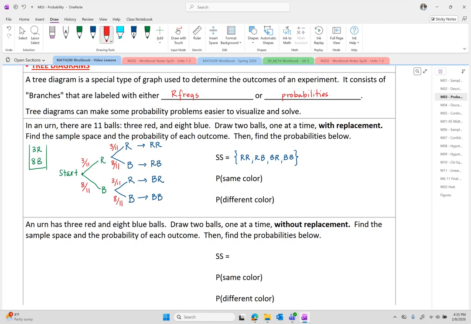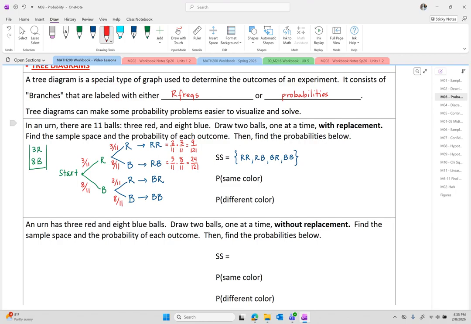We will use the multiplication rule to multiply the probability of picking red first, 3 over 11, times the probability of picking red second, which is 3 over 11. That is 3 times 3 is 9, and 11 times 11 is 121. Then to find the probability of red first and blue second, we will multiply the probability of red first times the probability of blue second, which is 24 out of 121.